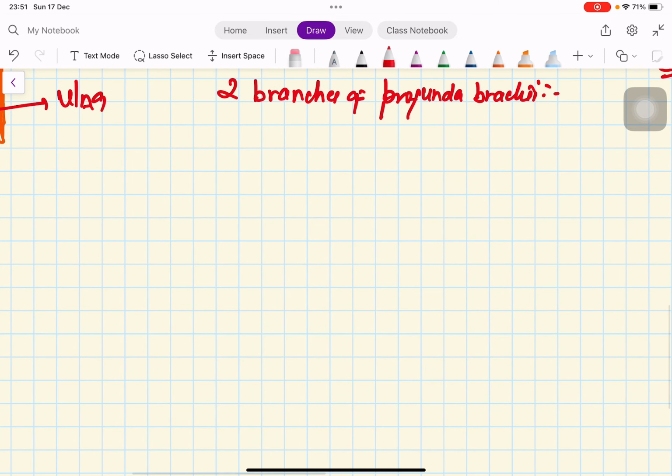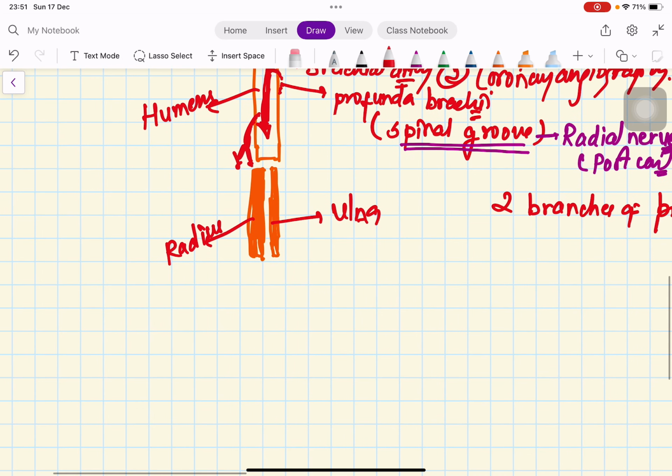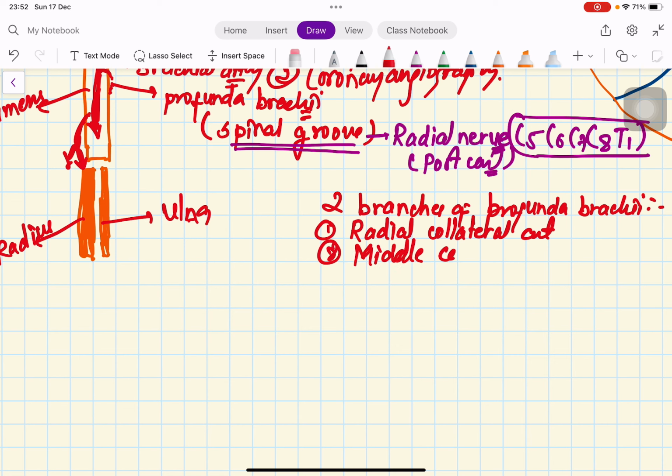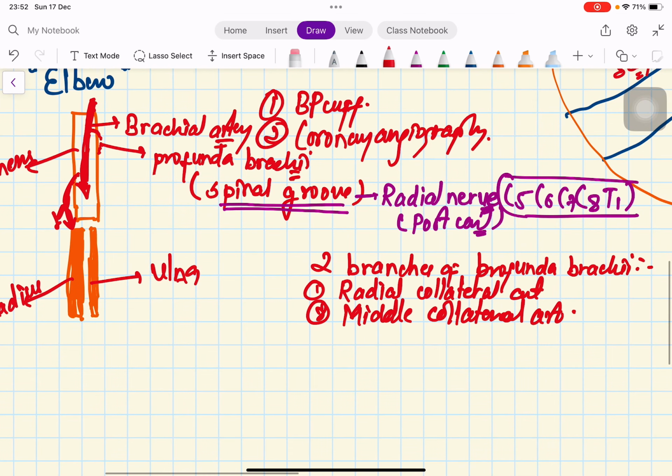What can they be? You might think, okay, this is on the radial side, so it might be associated with the radius. Yes, it is. So its name is the radial collateral artery. Another one comes from a bit more in the middle, so it's called the middle collateral artery. Great, simple. Keep it easy.